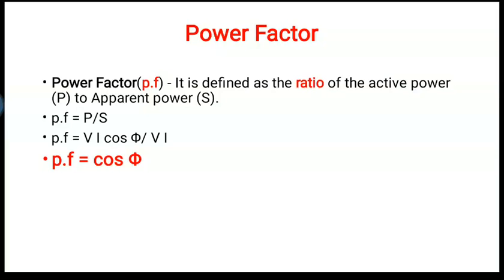Okay, so what do you mean by power factor? Power factor is nothing but cos phi. So it is a very important definition also, and it is very useful in numericals. Okay, if someone tells you to find the power factor, you first have to find the phase angle and then you have to find the cos of that angle. It will be the power factor. Okay, so it is simple power factor. So I hope you don't have any doubt in this simple definition.